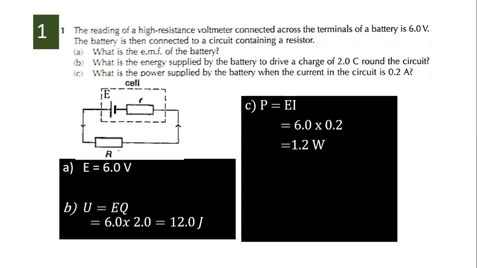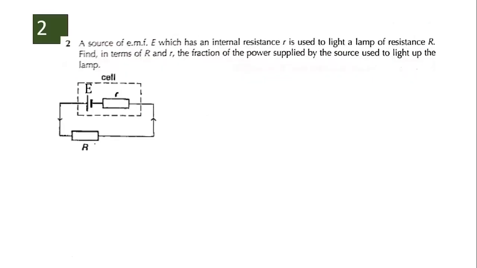Number two also the same thing. A source of EMF has an internal resistance r. Draw a picture. Even if they don't give you one, draw a picture so you can understand and picture what's happening. It is used to light a lamp. R is your lamp. Find, in terms of R and r, the fraction of the power supplied by the source to light up the lamp.